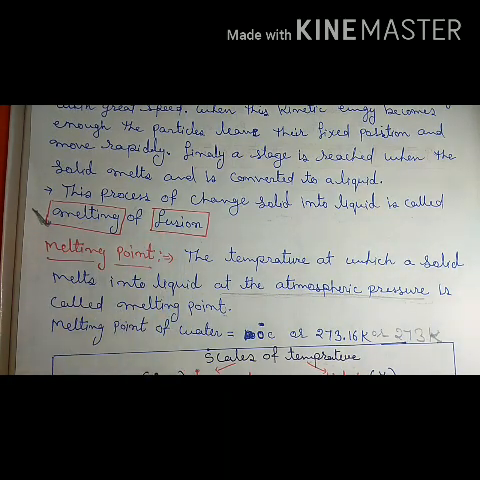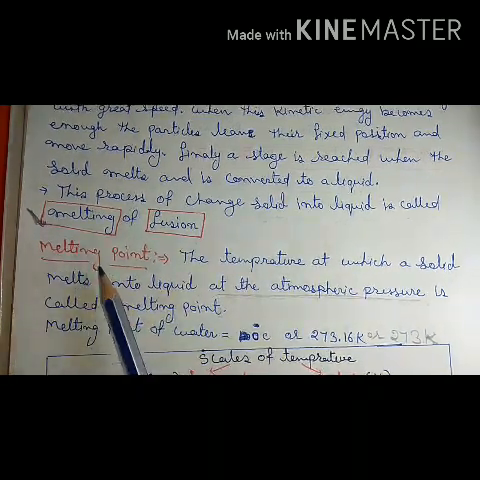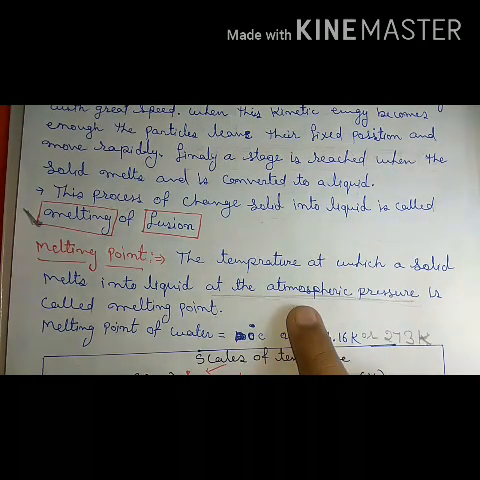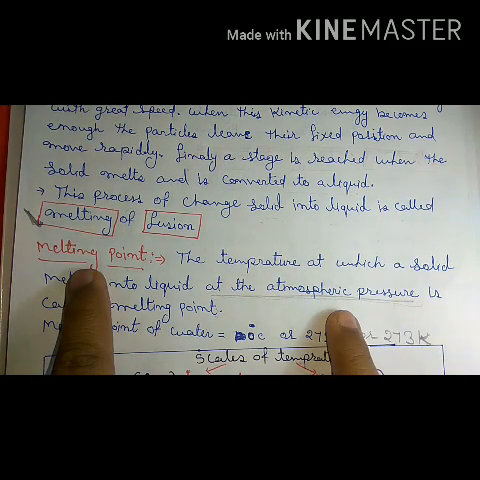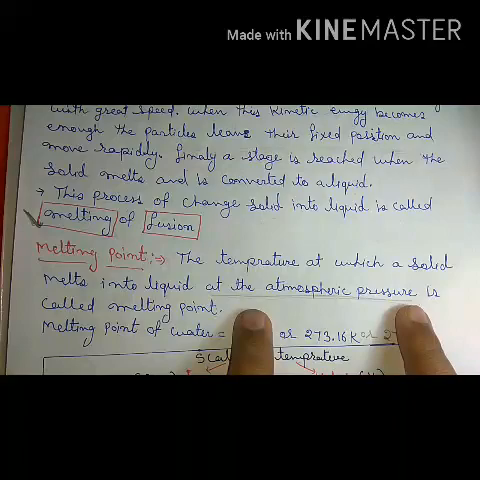What is the melting point? The temperature at which a solid melts into liquid at atmospheric pressure is called the melting point. Let me clarify: the pressure should be atmospheric, because if the pressure is changed, the temperature required for the melting process also changes. So in the definition of melting point, there should be atmospheric pressure.